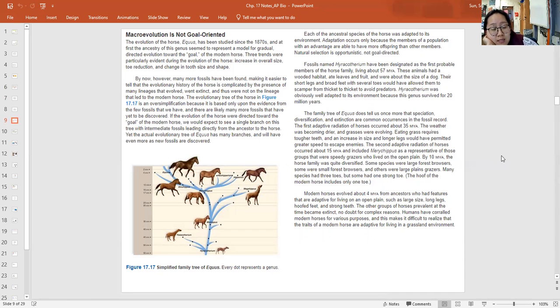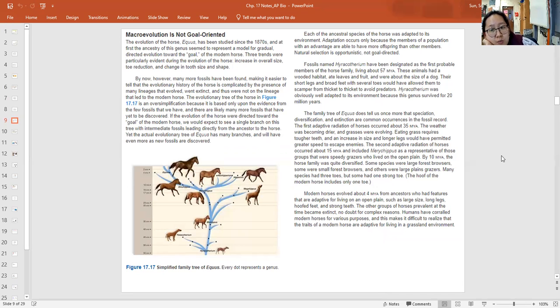So there were branches that went extinct, not directly tracing into what we currently know as horses. If you look at the tree down below, it is an oversimplification because it's based only on the evidence from the few fossils that we have. And there are probably a lot more fossils that have yet to be discovered, if we ever get to. If the evolution of the horse were directed towards the goal of the modern horse, we would expect only one single branch on this tree, with the intermediate fossils leading directly from the ancestor to our common horse. But it's actually an evolutionary tree that has many branches, and we will probably have even more added to it once they discover more fossils.